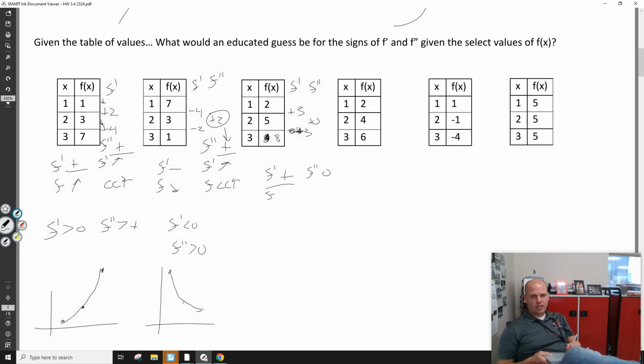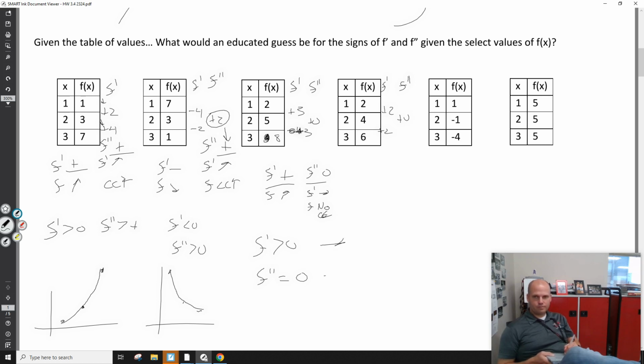I would say this is like a linear function where we have no concavity. F prime is like constant. F has no concavity. So F prime positive, F double prime is probably 0. And that's actually what this guy is. My rates of change are positive. Their rates of change are 0.